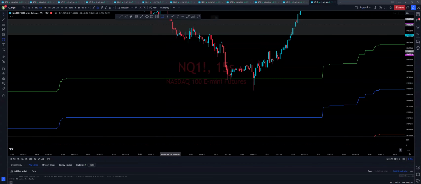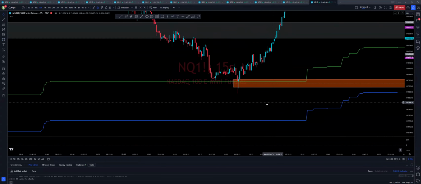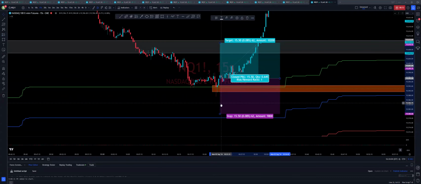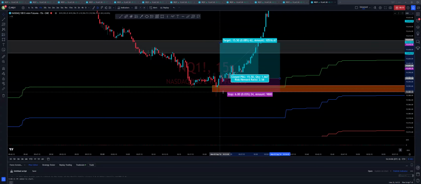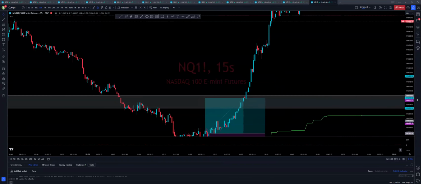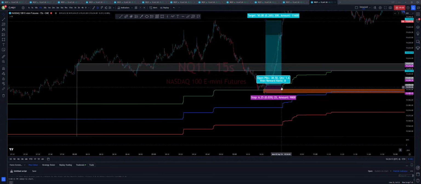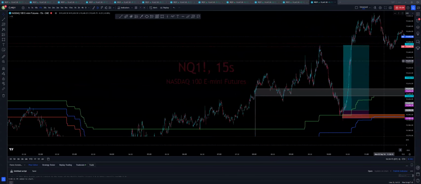And if we notice right here, we get an order block created right there. So this is a valid buy, and your stop loss is going underneath the order block, and then we're looking for a high to take profit at. So that is a very easy 200 ticks.